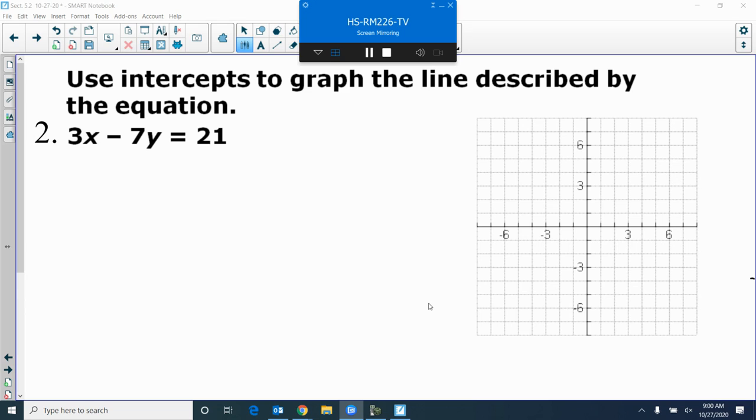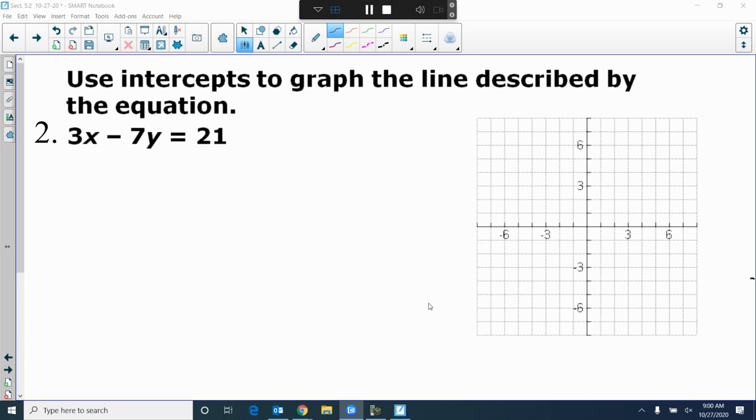All right. What'd you find first, Christian? X equals 7. So you got x equals 7. Yeah, so you got the x.